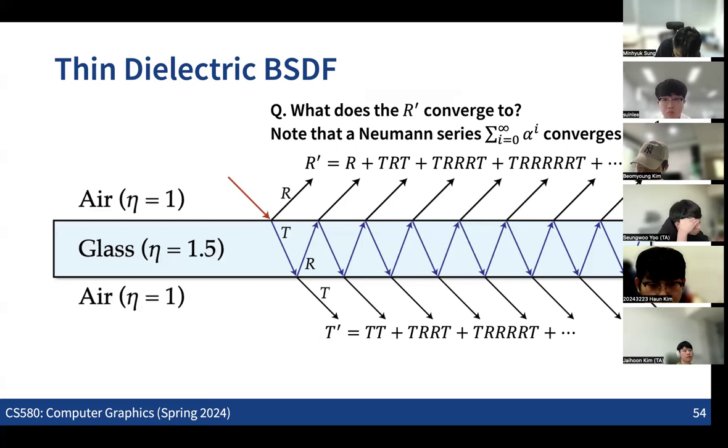We have seen that in the previous lecture, the Neumann series is basically converging to this, right? When the alpha is basically the rest of the one. So when you assume that, can you see some point that we are converging to for these rates? Let's only see the convergence of the R prime.